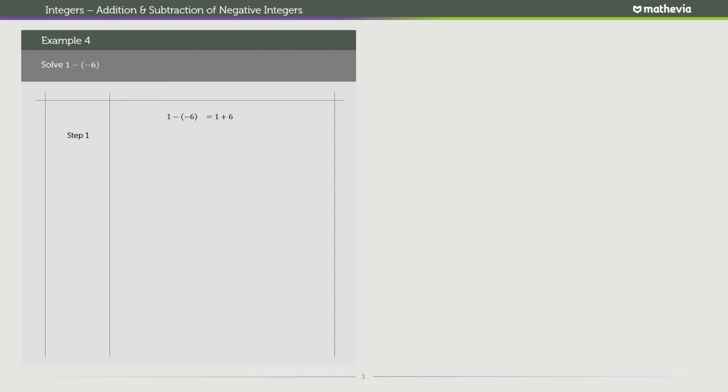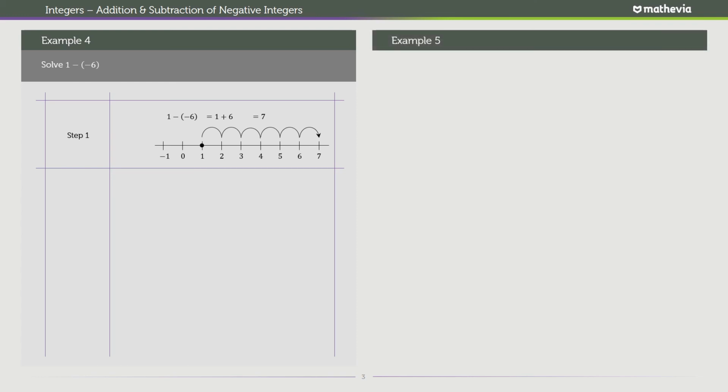Just keep these two laws in your head. Plus minus equals minus, minus minus equals plus. Now, 1 minus minus 6 becomes 1 plus 6. The minus minus becomes plus, and from this point we can just go ahead and pinpoint 1. Okay, and we're adding, so we're moving 6 points to the right, and we end up at 1 plus 6 equals 7.